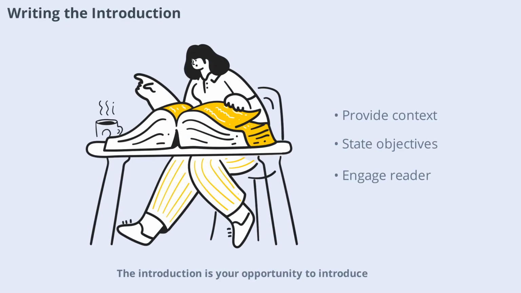The introduction is your opportunity to introduce the topic and explain why it's important. Start by providing background information and context. Highlight the significance of the problem or question you're addressing. This section should engage your reader and make them care about your research. Clearly state your research objectives and what you hope to achieve. In the next scene, we'll discuss how to review existing literature effectively.